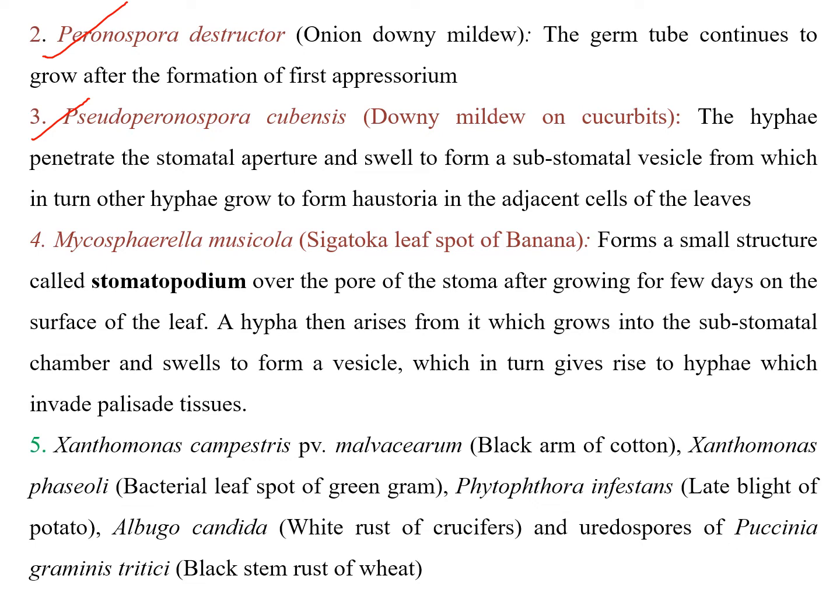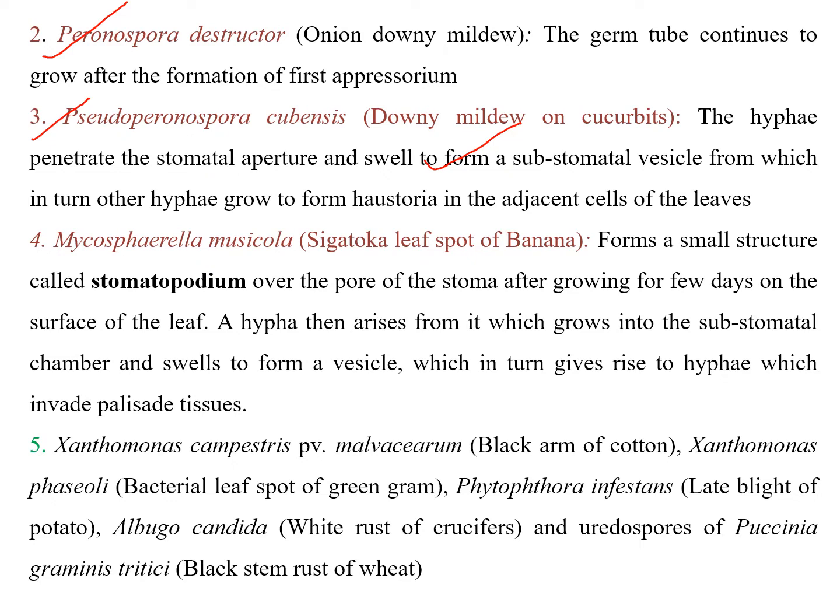Here this pathogen, the hyphae first penetrate the stomatal aperture and swell to form a substomatal vesicle, like in Puccinia where the appressorium produces the blade-like structure. In Pseudoperonospora cubensis also, the hyphae first penetrate into the stomatal aperture, then swell to form a substomatal vesicle. From that substomatal vesicle, it produces hyphae again, which grow to form the haustoria in the adjacent cells of the leaves.